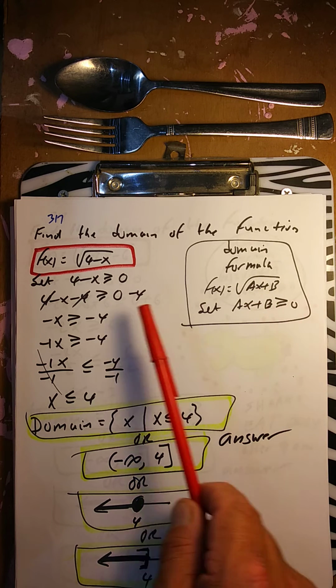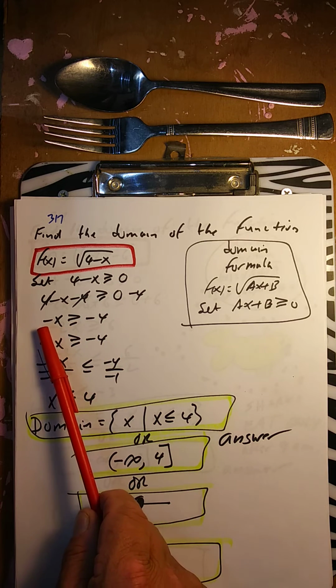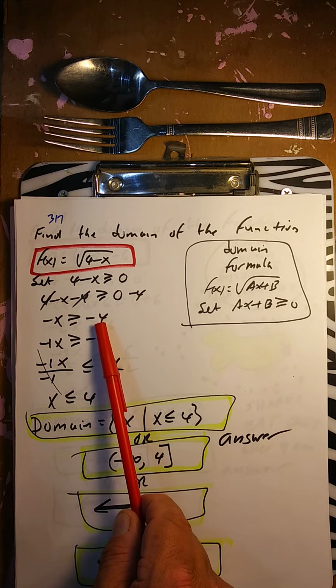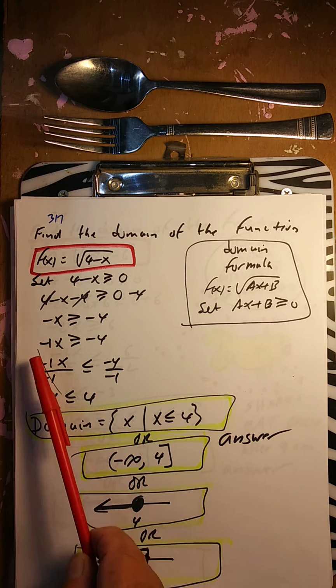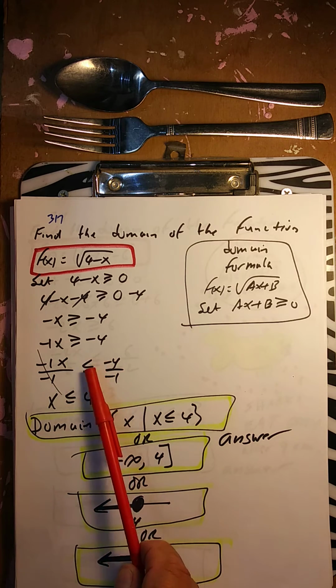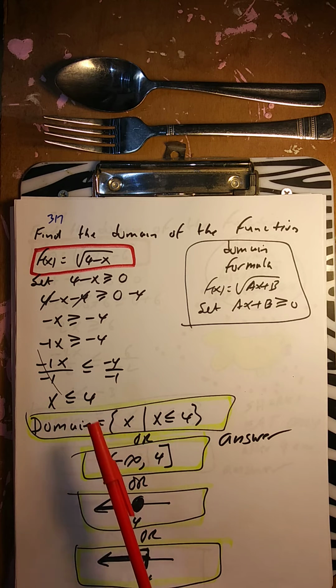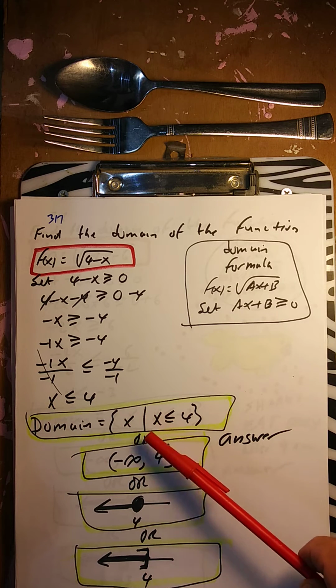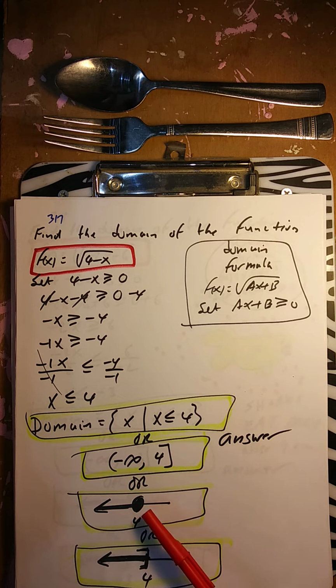Ax plus b is bigger than or equal to 0. So 4 minus x is greater than or equal to 0. Minus 4, minus 4. So negative x is greater than or equal to negative 4. But this is negative 1x, so you divide by negative 1 on both sides, and you need to turn the inequality around. The little alligator goes the other direction forever and ever. So x is less than or equal to 4. Domain: the set of x such that x is less than or equal to 4, from negative infinity to 4, including 4.